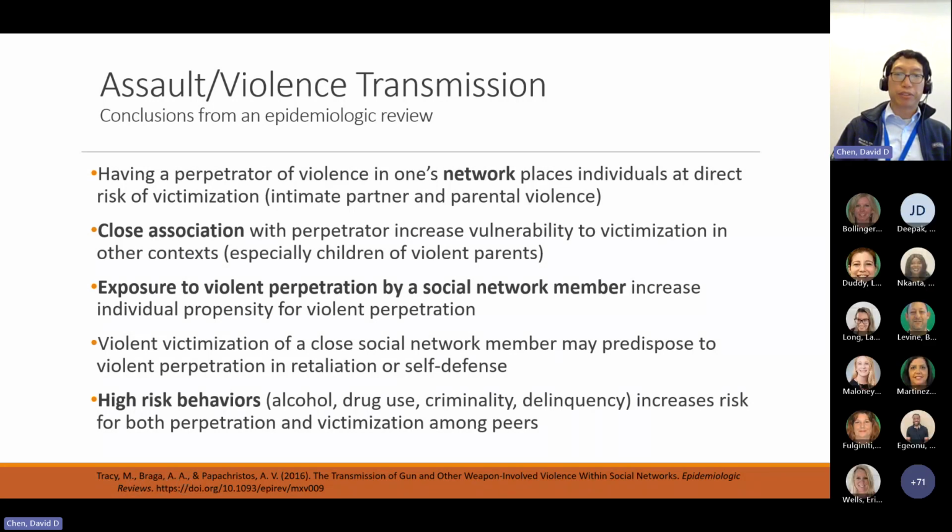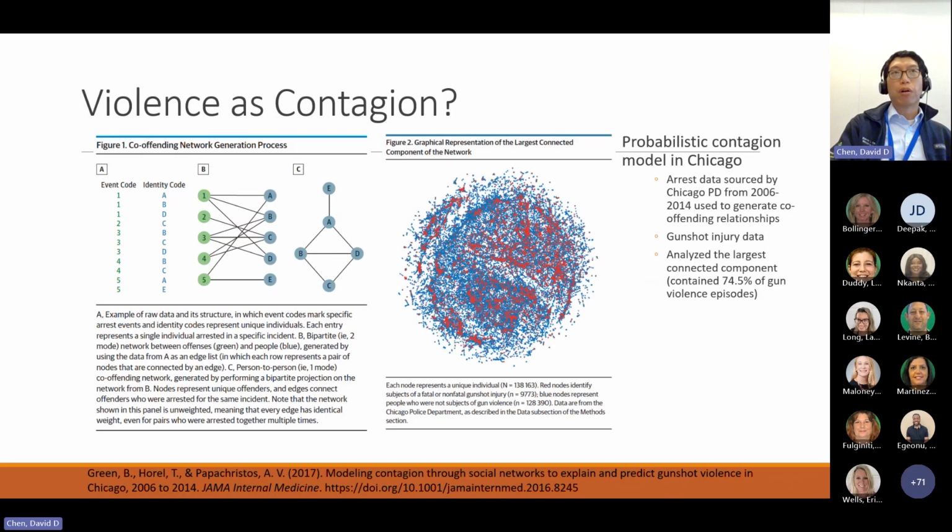Exposure to violent perpetration. Again, you can see how having someone in your network that is exposed to or a direct victim or perpetrator of violence is associated with increased risk of those same things happening to other people within the network. There are certain high-risk behaviors that increase the risk of that transmissibility, so to speak: alcohol, substance use disorder, criminality, and delinquency as classically defined. And so it's given rise to this description of violence as a contagion, right? There had been talk about thinking about it like an infectious disease in terms of how it transmits and propagates between these social networks.